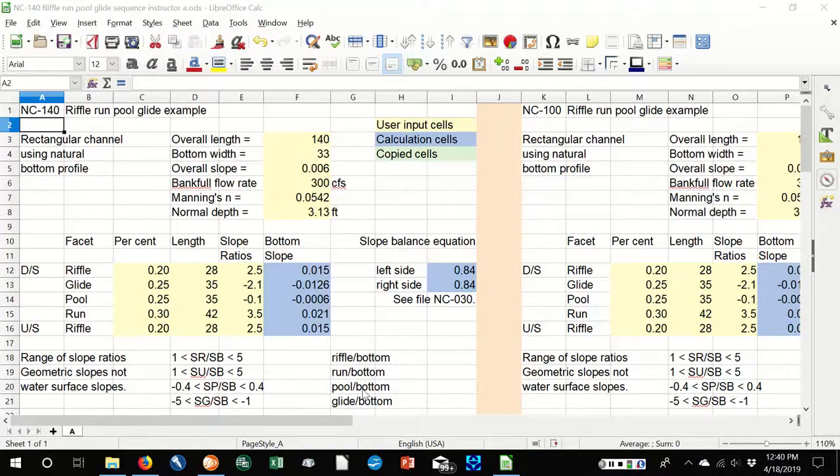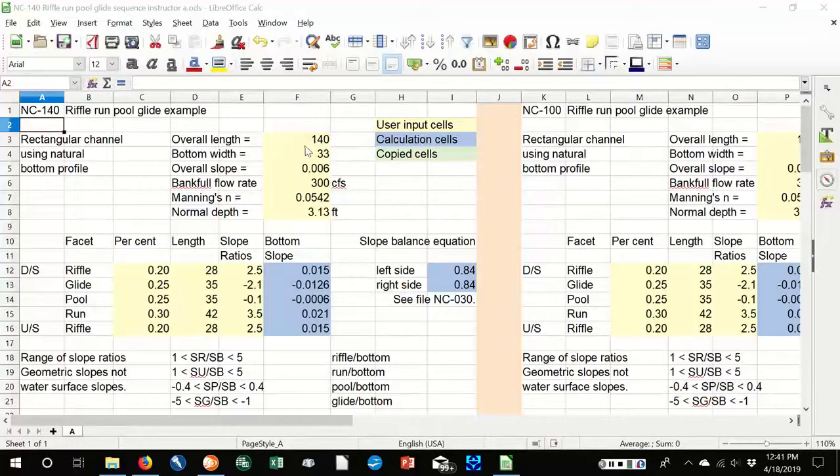What you're looking at is the spreadsheet which I developed to perform the Riffle Run Pool Glide example in HEC-RAS. As the normal convention is for the spreadsheets, the yellow cells require input from the user. The blue cells are where calculations are done, and the green cells are copied. So you can see the yellow cells have the input data.